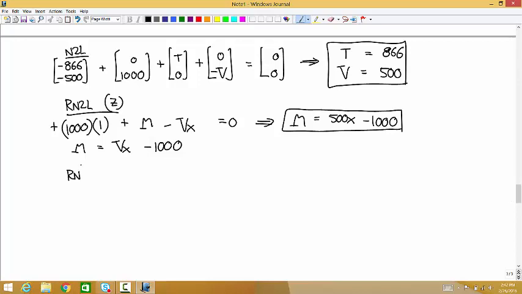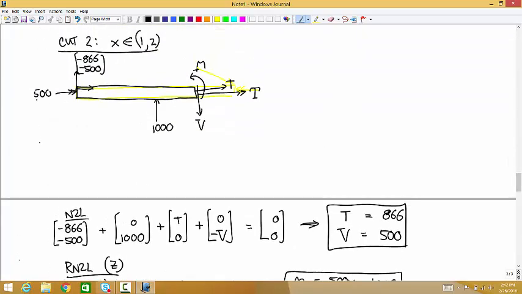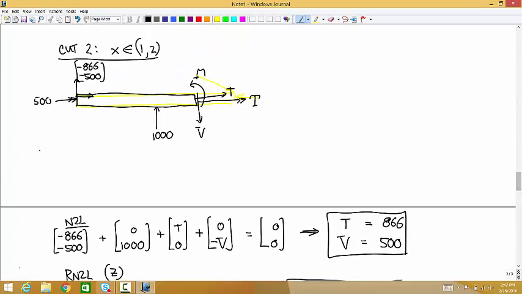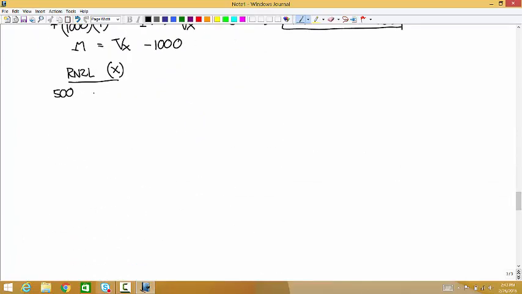And now the moment equation about the x-axis. Does the 500 produce a moment about the x-axis? Does that force vector? No. So the only other thing that does is the torque T. So we have 500 plus T is equal to 0. So T is equal to negative 500.